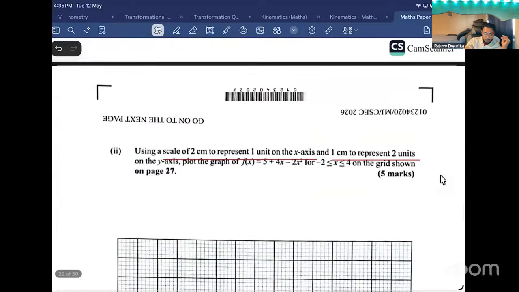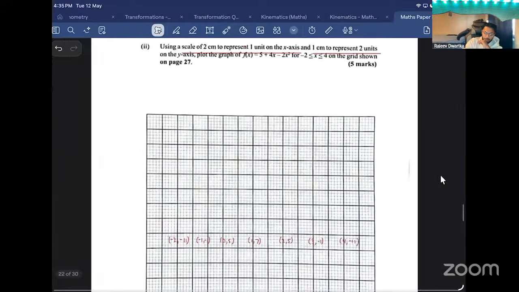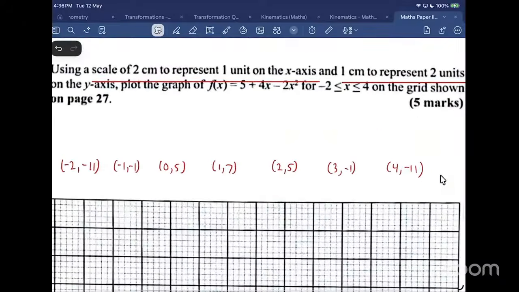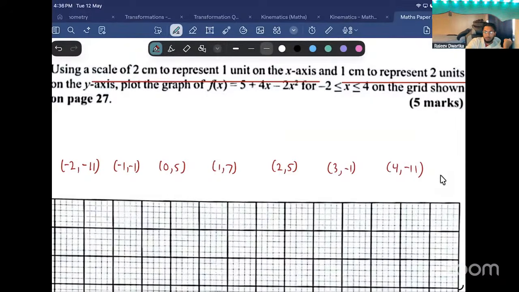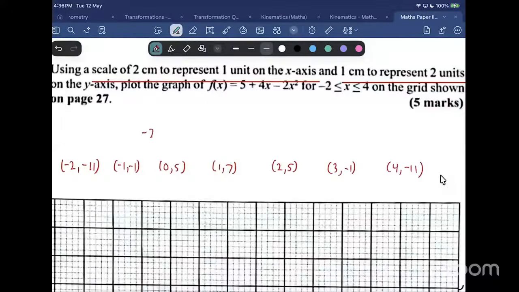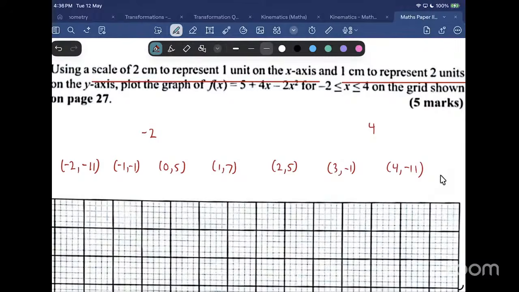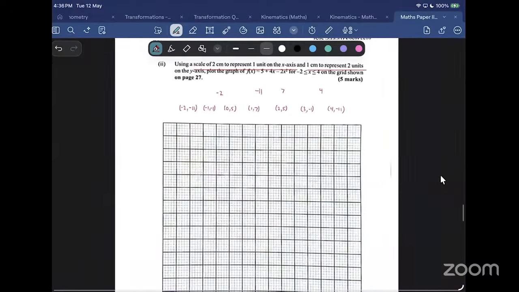Level action. So on the x-axis, we're gonna say 2 centimeters to represent 1 unit. What is the smallest value for x? Minus 2. What's the biggest value for x? 4. What is the smallest value for y? Minus 11. And what's the biggest value for y? 7.